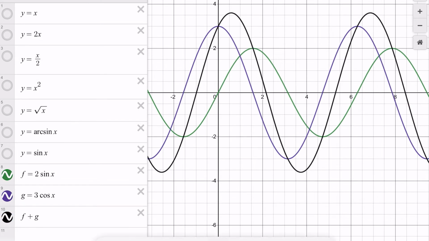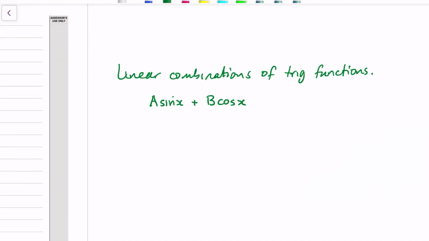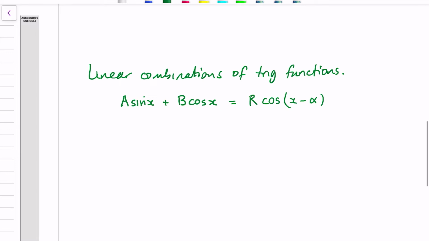So with that information, we can take a sine x plus b cos x, and this adds to some new amplitude of, and you can choose either sine or cos, but cos of x minus alpha. So there's textbooks that talk about this. There's linear combinations of trig functions. And when we expand this out using the compound angle formula, we get cos x cos alpha plus sine x sine alpha.